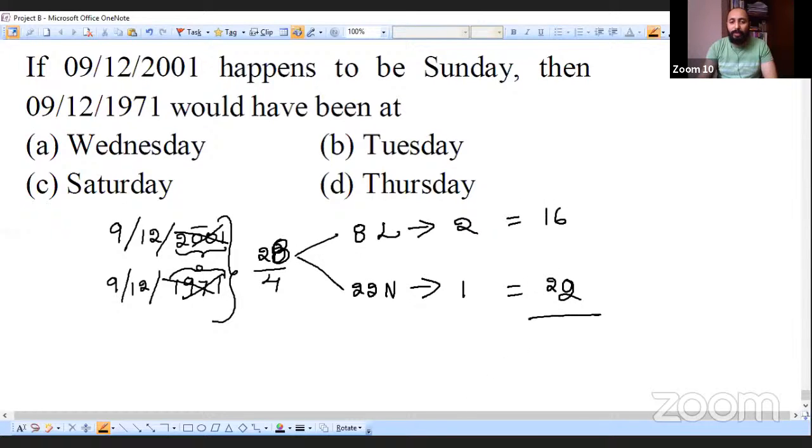What is 22 plus 16, people? It is 38 days. So how many remain when we divide by 7? What is the remainder?